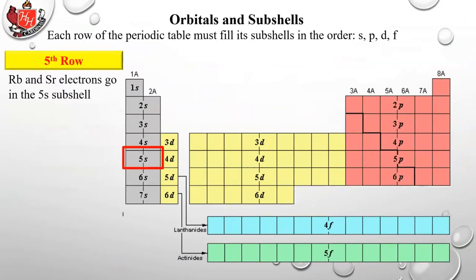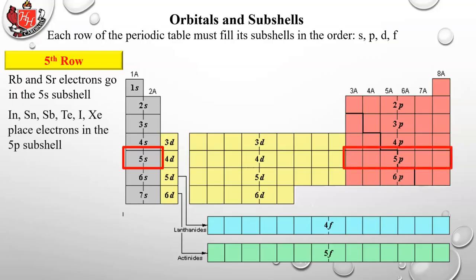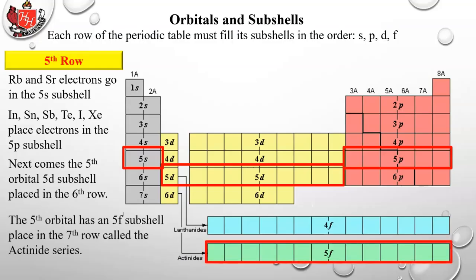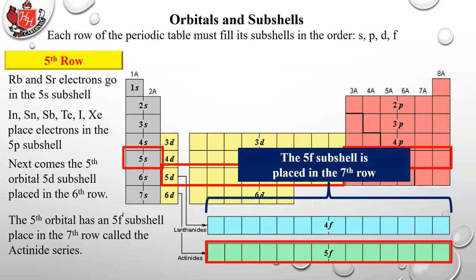Okay, the fifth row, we have the 5s. Then we have to skip over the 4d to the 5p. Now we go to the 5d, 1 row below, and it's down in the sixth row. And now the 5f subshell is down in the seventh row. It's 2 rows below its principal quantum number. So the 5f subshell is placed in the seventh row.